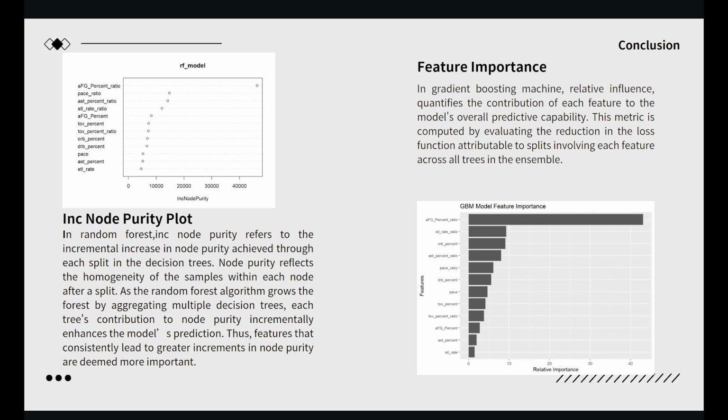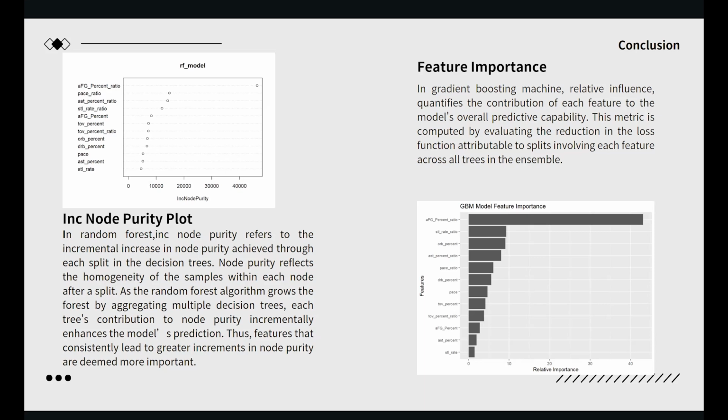Additionally, adjusted steal rate reflects strong team defense, while turnover rate is neither a defensive efficiency indicator nor necessarily related to low overall shooting efficiency. Then we plot the relative influence of features in the gradient boosting machine model to see if there are any discrepancies compared to the node purity in the random forest model.